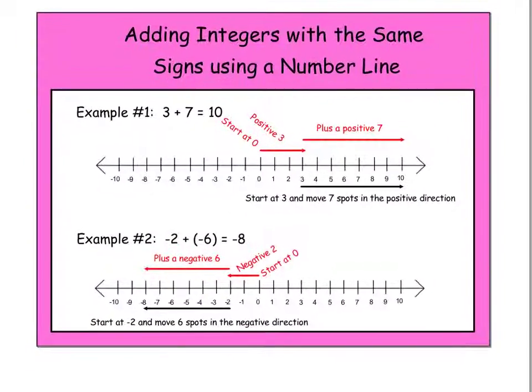Looking at a number line, you can see how adding integers with the same sign works. So if we had a +3 plus a +7, we would start at 0, we'd move +3, and then we'd move +7, and we would end up at 10. If we were using negatives, we'd go back 2 for -2, and back 6 more, and we'd end up at -8.